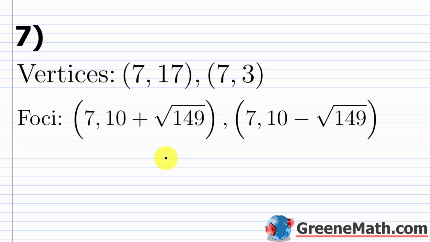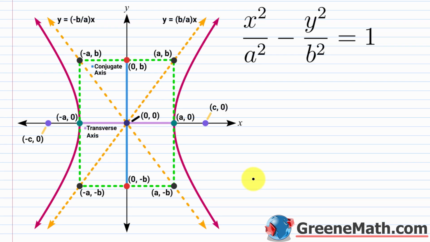All right, for problem 7, we are given vertices that are 7 comma 17, and then 7 comma 3, and then foci, which are 7 comma 10 plus the square root of 149, and then 7 comma 10 minus the square root of 149. So if we go back to our review, remember that this right here is the center. And right now it's at the origin. Again, you can shift it to some h comma k. This right here is your a comma 0, and this is your negative a comma 0. So if I think about the midpoint of this transverse axis, or the line segment, again, from negative a comma 0 to a comma 0, what is the midpoint right there? It's going to be 0 comma 0, or the center.